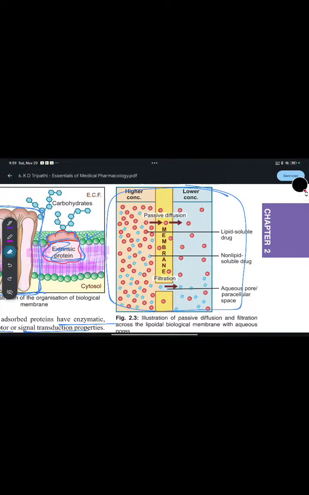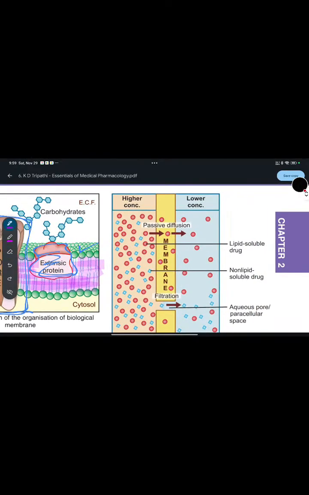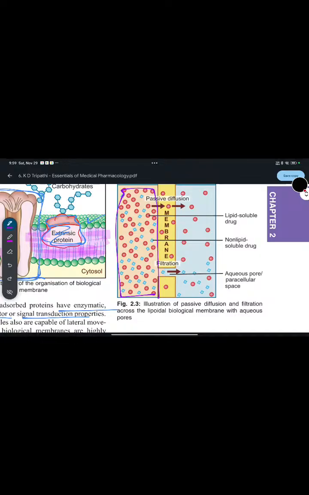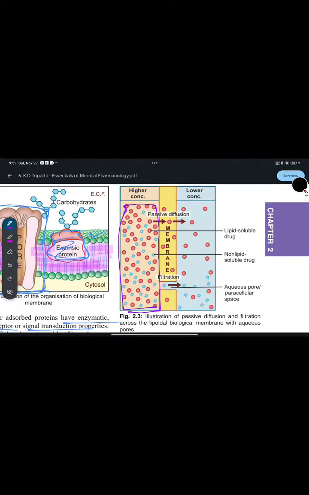So see, I'll explain it to you very easily. This is the chamber where the concentration of two types of drug is high. One is water soluble, another one is lipid soluble. Now this is the membrane. If this membrane is lipid soluble, then what will happen? All the red dots, which are lipid soluble drugs, will pass through the lipid soluble membrane very easily. Yes or no? But all the blue square shaped drugs are water soluble drugs.